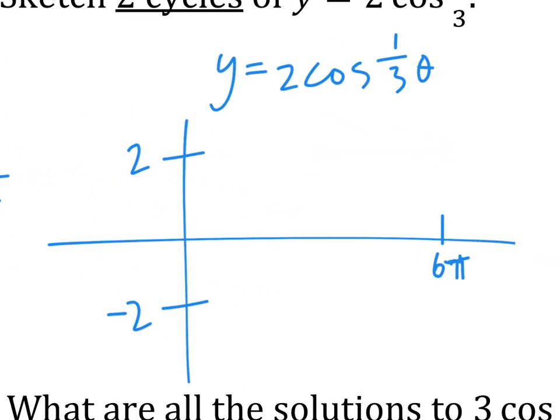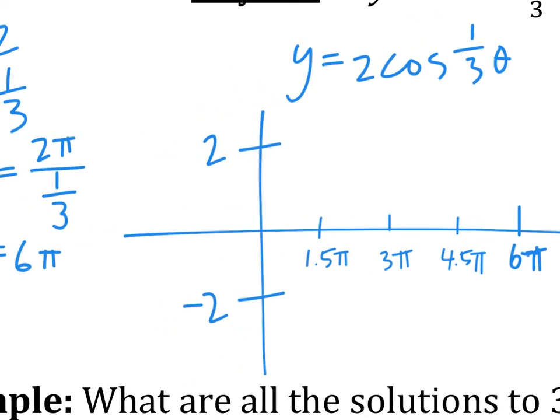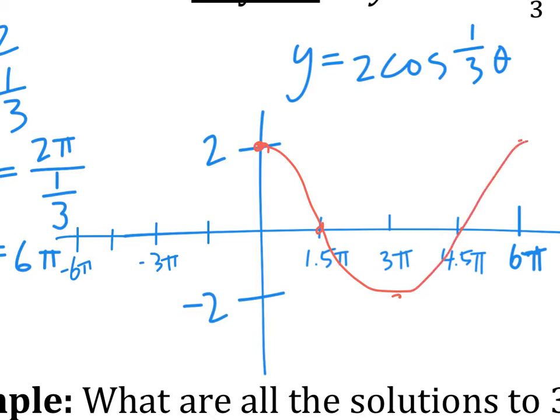Okay, so half of 6 pi is 3 pi. Half of that is 1.5, or 3 over 2. And then half of that is 4.5. Okay, we want to draw 2 cycles, so it doesn't really matter which way you go. I like to go to the left. You can keep going to the right if you want. I'm going to put negative 6 pi here, negative 3 pi, and then half of that. This is a normal cosine graph, so we're going to start on the top, down, down, up, up. And then same thing on the left, down, down, up, up. So that completes 2 cycles.